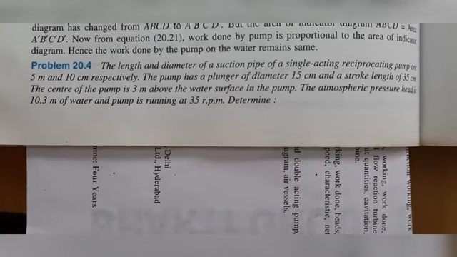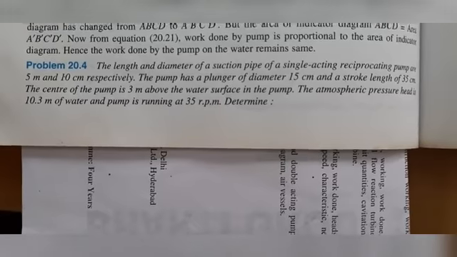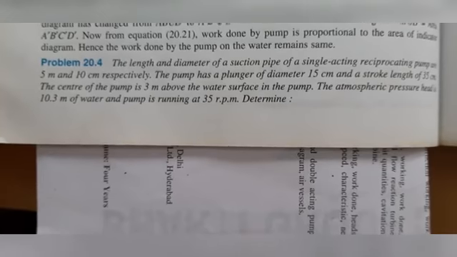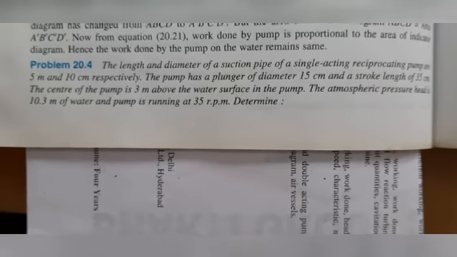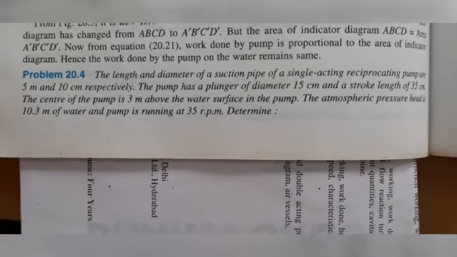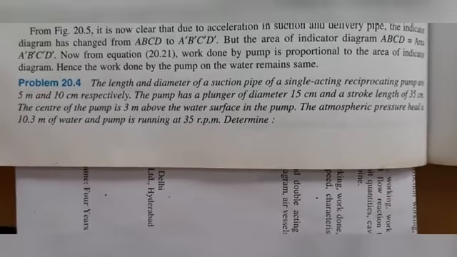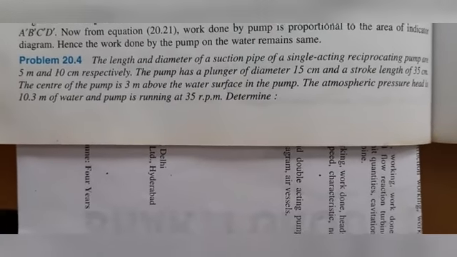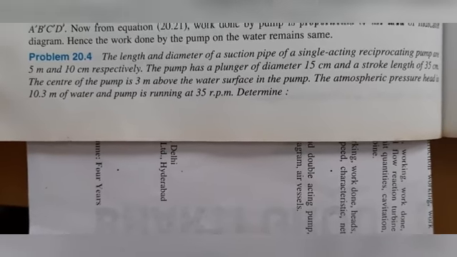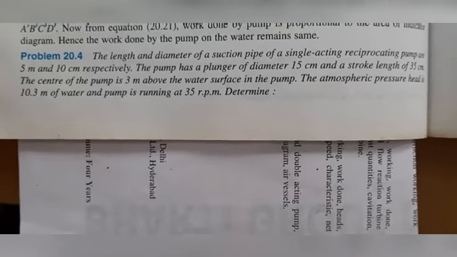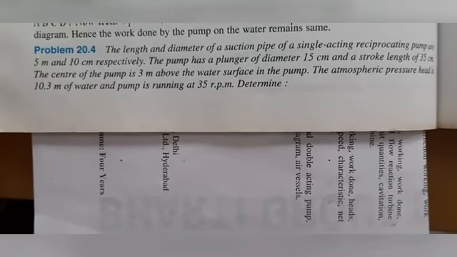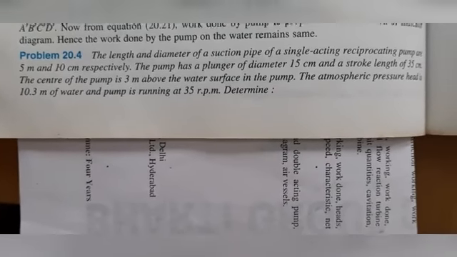The length and diameter of suction pipe of a single acting reciprocating pump are 5 meter and 10 centimeter respectively. The pump has a plunger of diameter 15 centimeter and a stroke length of 35 centimeter. The center of pump is 3 meter above water surface in the pump. The atmospheric pressure head is 10.3 meter of water and pump is running at 35 rpm.